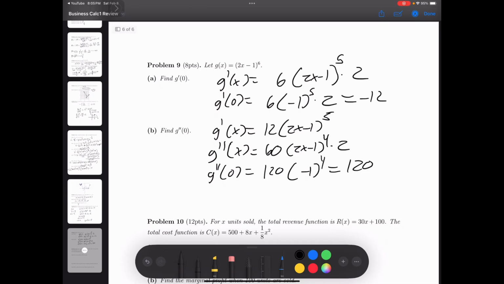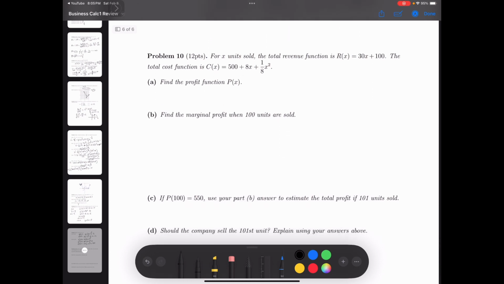Awesome, almost there. Problem number 10 says, for x units sold, we have a revenue function and we have a cost function. Find the profit function. Revenue is all the money you brought in. Cost is all the money that cost. Profit is the difference between the two. It's the revenue minus the cost. So let's figure that out.